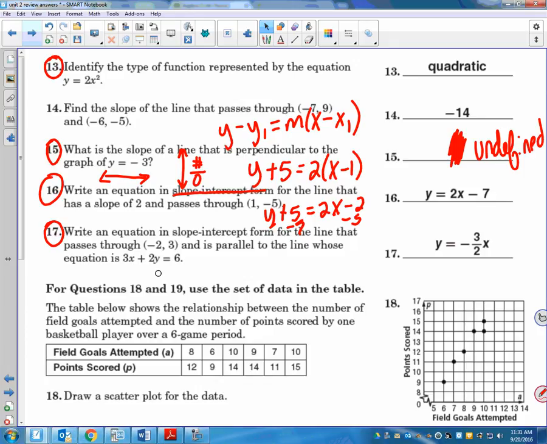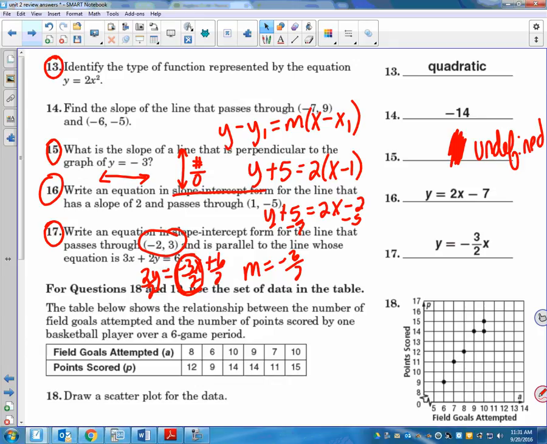It's not in slope-intercept form. So the first thing that you should do is put it in slope-intercept form. So I subtract the 3x over, I divide by 2, and then I stop, because all I care about is what is the slope of that line. So I'm going to write an equation with a slope of -3/2 that passes through this point. And I would do it the exact same way that I did number 16.